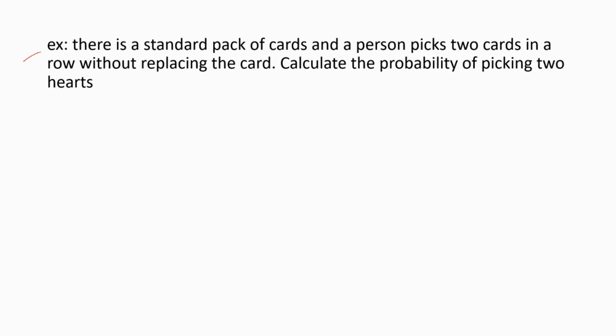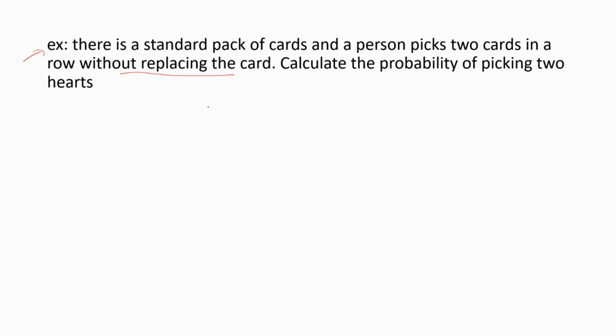Now let's do this example. This is a bit different. Now there is a condition. There is a standard pack of cards and a person picks two cards in a row without replacing the card. This is the condition, not replacing the card. Calculate the probability of picking two hearts.